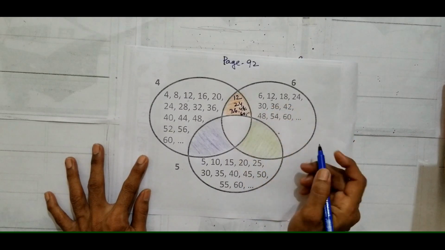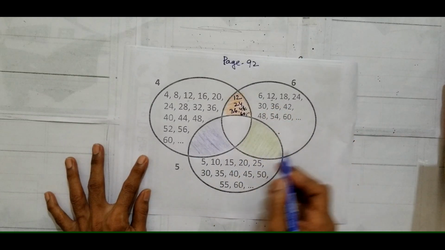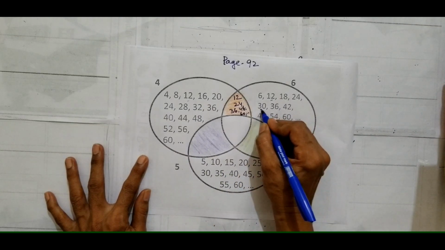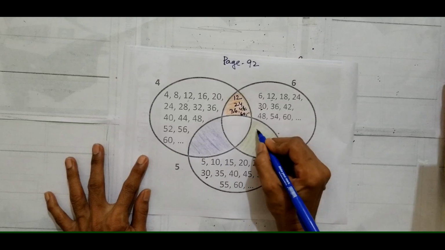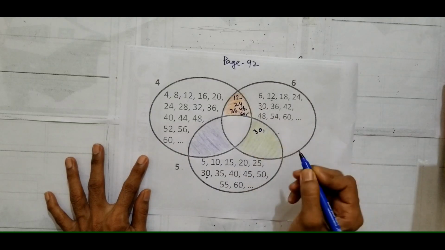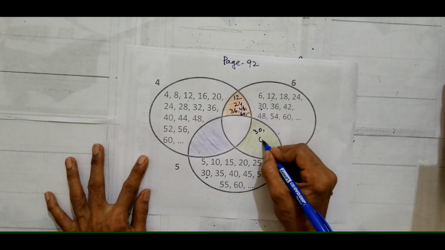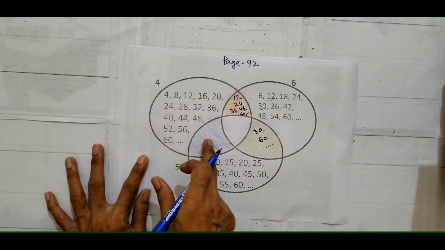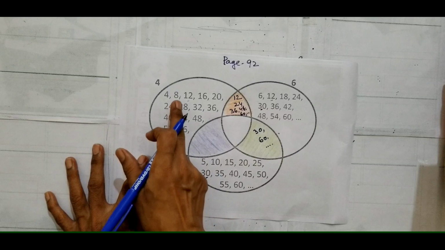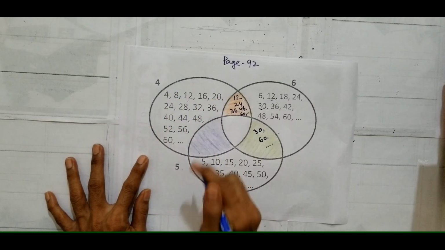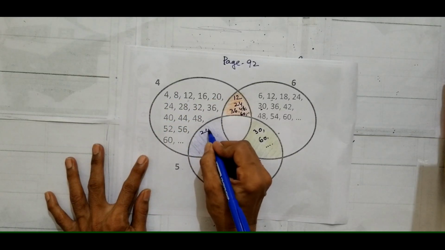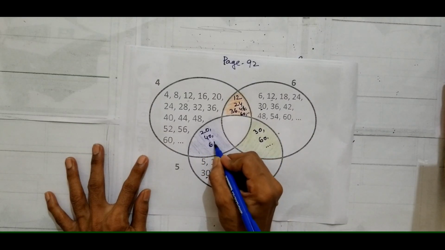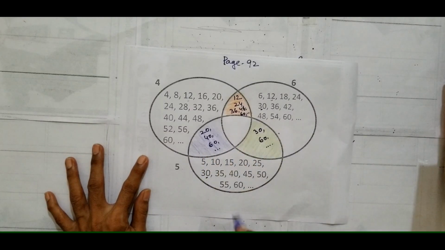So now let us come to common multiples of 6 and 5. The first one is 30. So if the first one is 30, what will be the next one? 60 and so on. Now let us come to 4 and 5. The first common multiple is 20. The next will be 40, then 60, and so on.